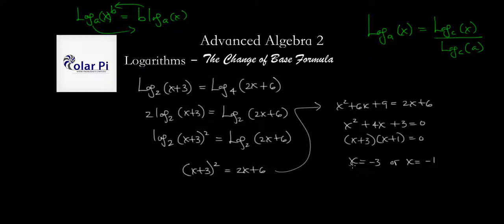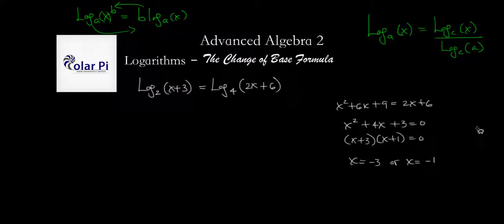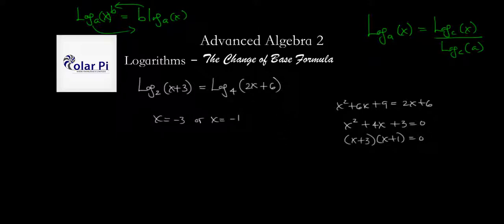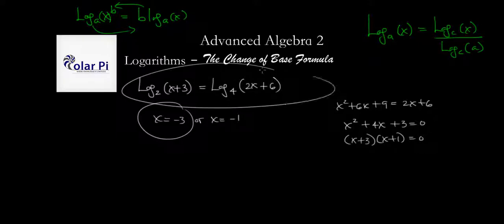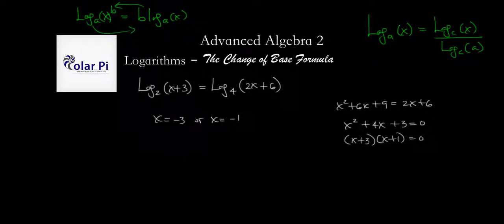Now we have to toss out one of these two answers. So let's show you why. If you plug this into the equation you're trying to solve, it's supposed to be solving this equation, right? So if you plug in negative 3, then you get log base 2 of 0. We said in the definition of logs that you can't have log of 0 in any base, right? So this doesn't work, but this works, right?